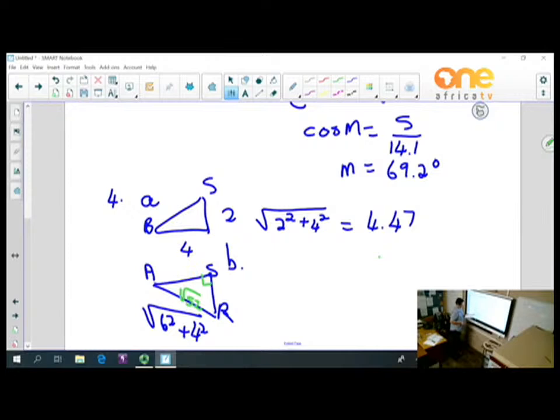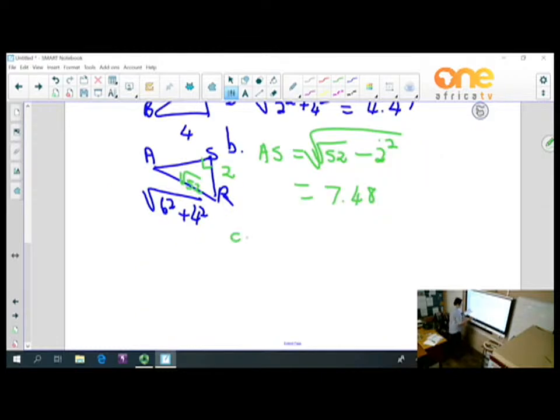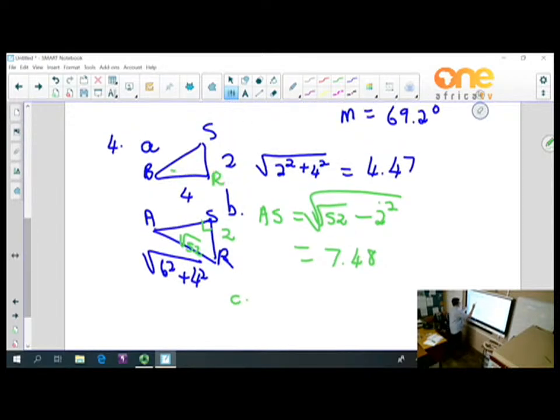So now to find AS, that one is 2. So to find AS, we can say then that is the square root of 52 minus 2 squared in that root. And I got that it is 7.48. Right? Question C. Angle SBR. SBR, so this is still in this triangle. There you are. So that's easy. It will be tan theta, which is 2 over 4. And I got 26.6 degrees there.